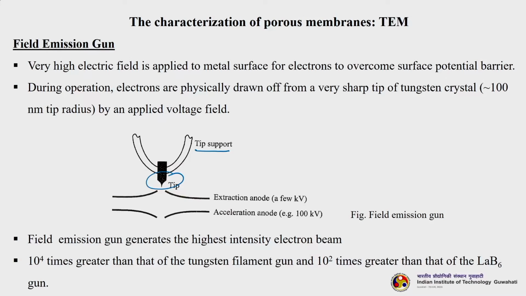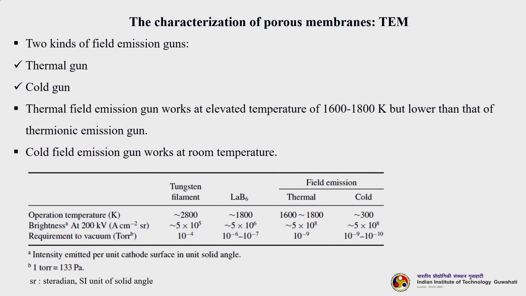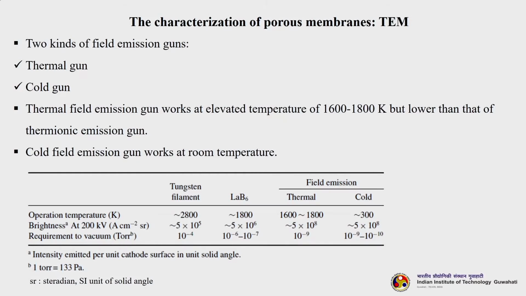The field emission gun generates the highest intensity electron beam. It is 10^4 times greater than that of the tungsten filament gun and 10^2 times greater than that of the LaB6 gun. Two kinds of field emission guns are there, thermal and cold. The thermal field emission gun works at an elevated temperature of around 1600 to 1800 Kelvin, but lower than that of the thermionic emission gun, and the cold field emission gun works at room temperature. That is the beauty of the cold field emission gun.